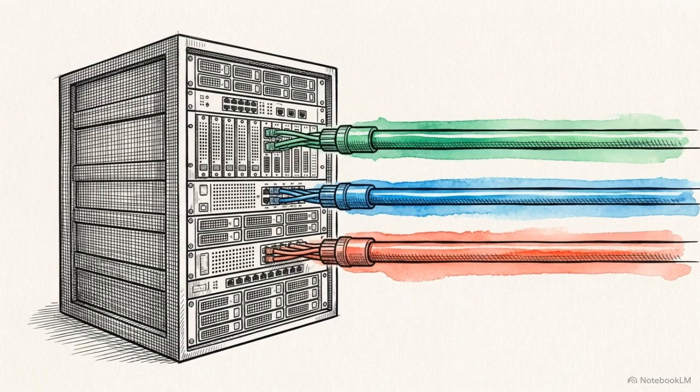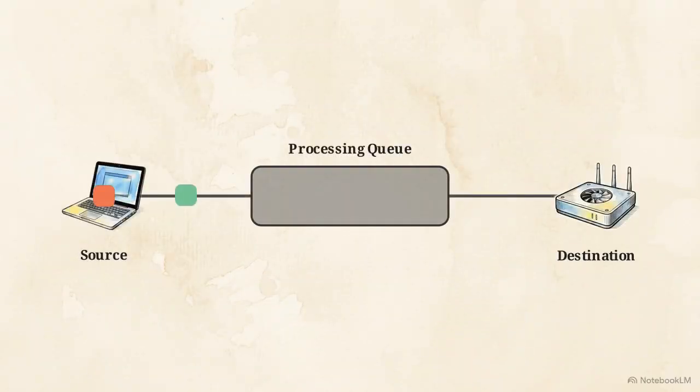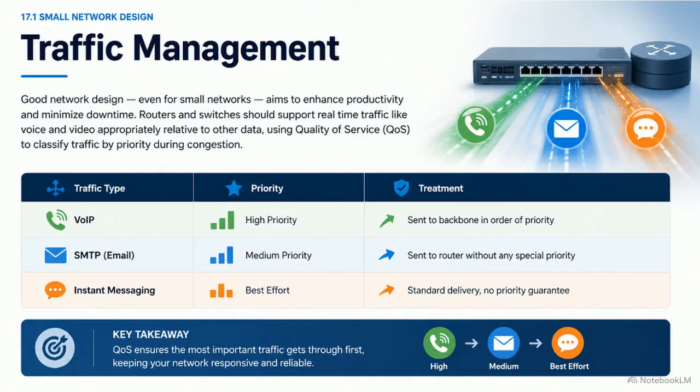With the physical path secured, the focus shifts to the data itself. Different types of traffic require specific handling based on their sensitivity to delays. Real-time traffic, like voice and video, will drop out if it is forced to wait in the same processing queue as bulk email or file transfers. Routers and switches use quality of service, or QoS, to classify and prioritize traffic during congestion. VoIP calls require a high priority tag, so they are sent to the backbone first. Standard applications like instant messaging receive best effort treatment with no guarantee of priority delivery.